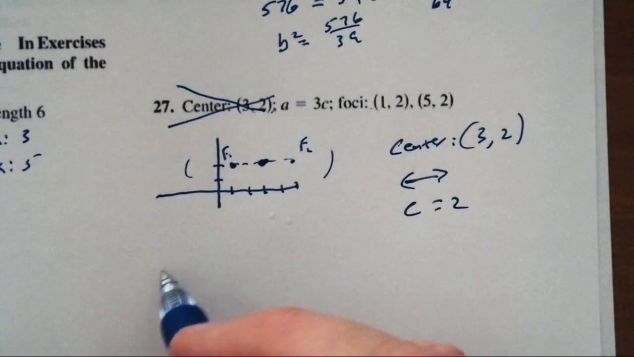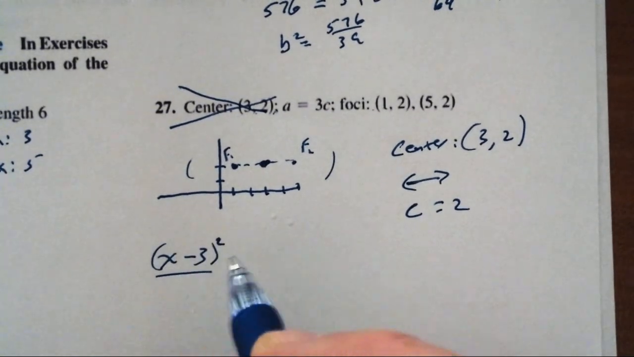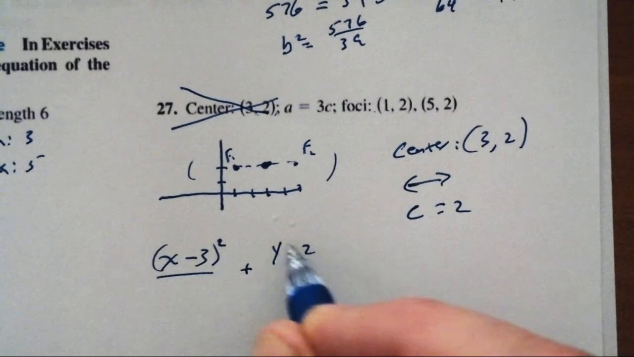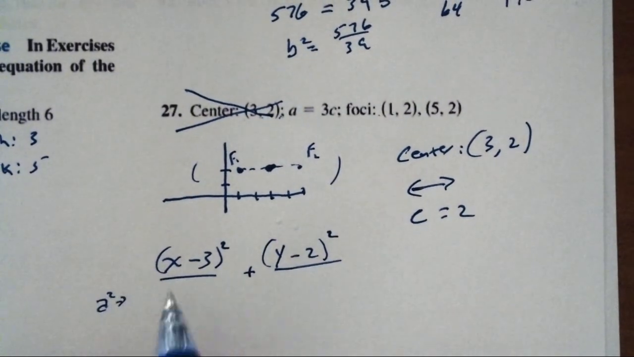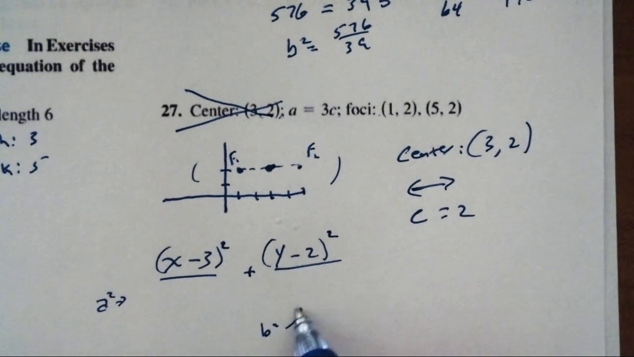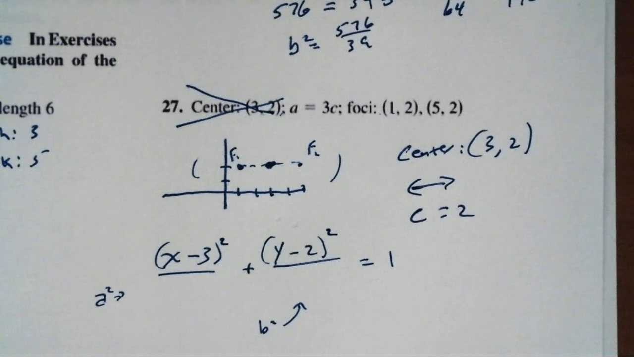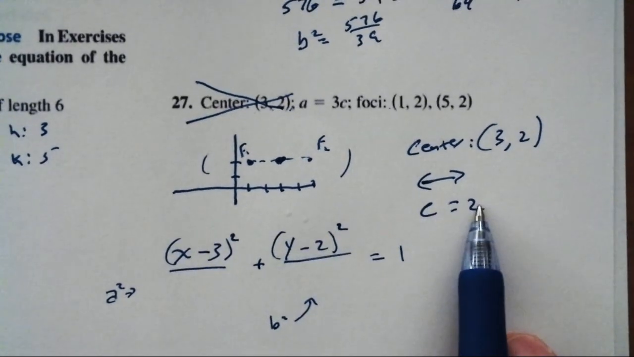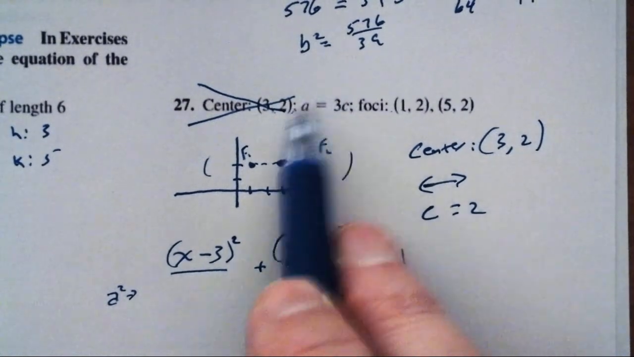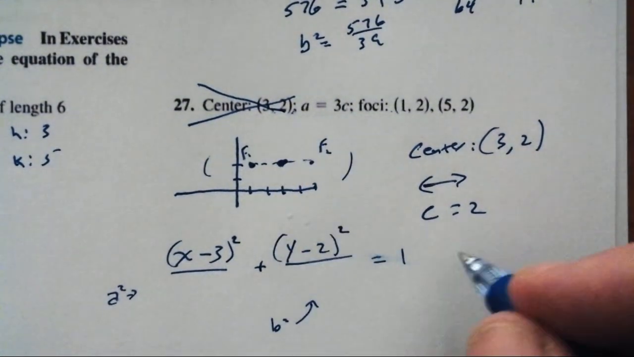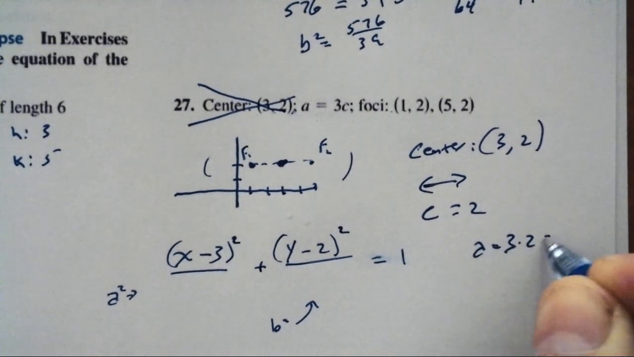So what do I know so far? This is going to be (x minus 3) squared over something plus (y minus 2) squared over something. This is my a squared right here, this is my b squared, equals 1. But right now, all I know is C. C is 2, but for whatever reason, they gave us this relation. And that could be because we know the eccentricity, which we'll talk about shortly. But that means that A equals 3 times 2, or 6.